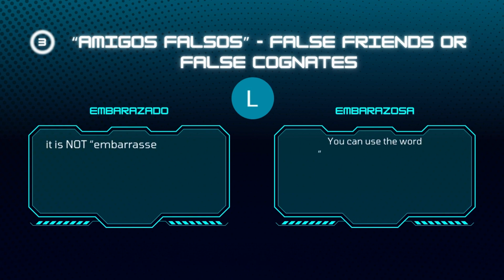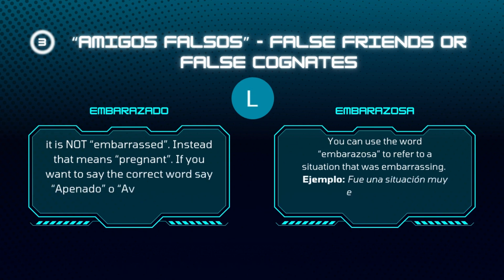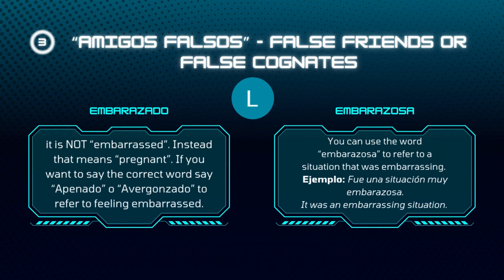Amigos falsos, false friends or false cognates. The first word, embarazado, which is what I hear most English speakers say in reference to being embarrassed. It is not embarrassed. Instead, it means pregnant. But the correct way of saying that would be embarazada because we're referring to a woman. If you want to say the correct word to say embarrassed, use apenado o apenada if it's a female, or avergonzado, avergonzada to refer to feeling embarrassed.